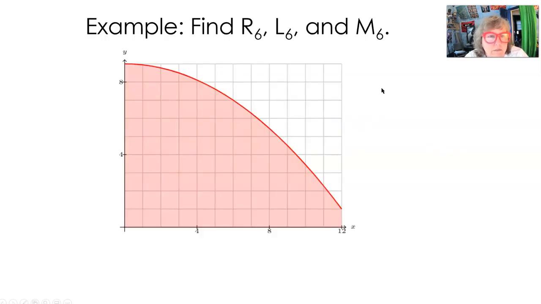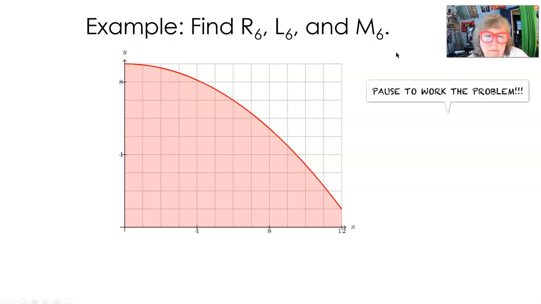Pause the video and see if you can find R6, L6, and M6 of this. If we have 6, that means we've got 6 boxes. This length is 12, so that means my delta x is 2. You have to figure out the height, the left side, the right side, and the midpoint. I didn't give you the function values, so you're going to have to guesstimate what these heights are. But see if you can find the values of R6, L6, and M6.